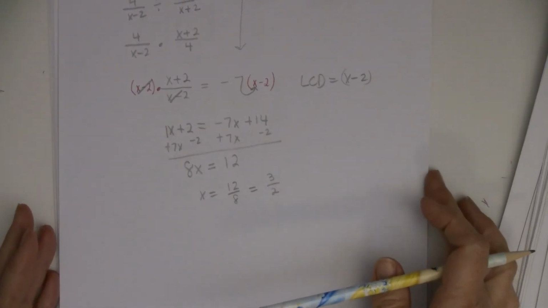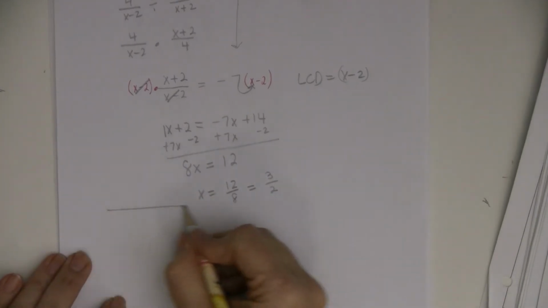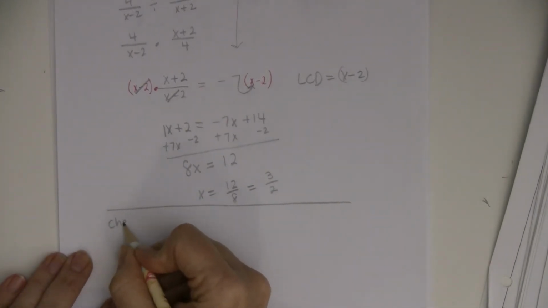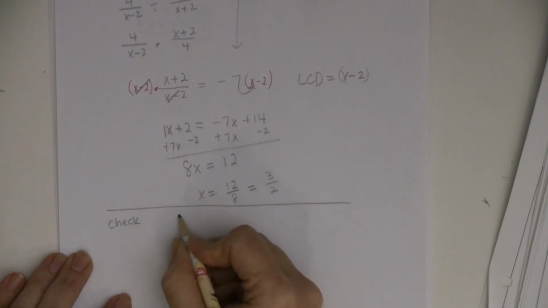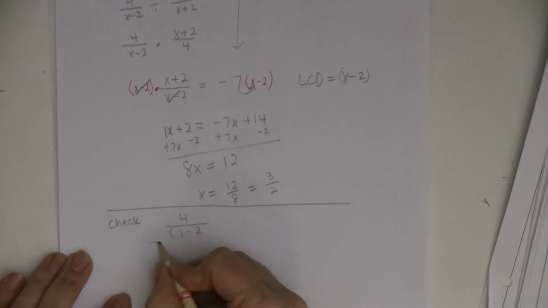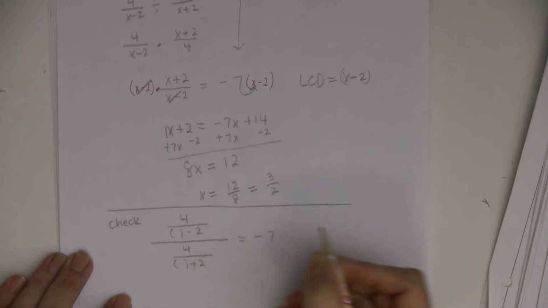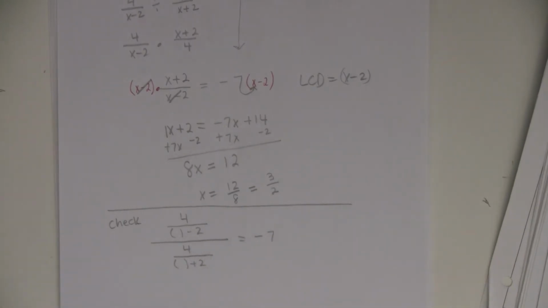And so now I want to check my answer and make sure that my answer is right. And you should check in the original. So that's going to be a trick, but it'll give us some practice on our calculator. So the original was 4 over the blank minus 2, big fraction, 4 over the blank plus 2. And we're going to be putting in 3 over 2.